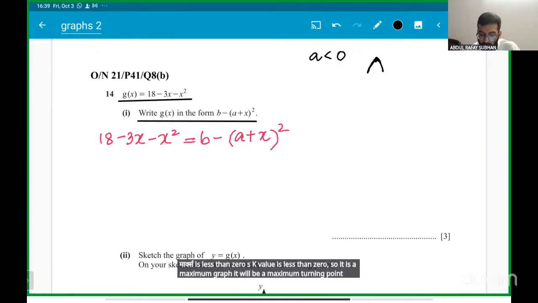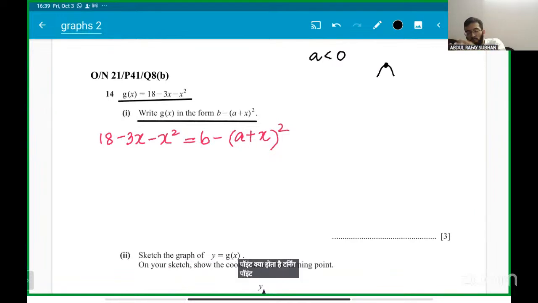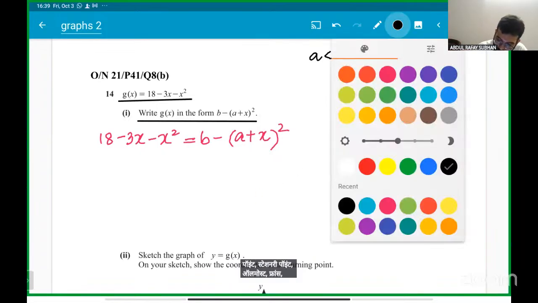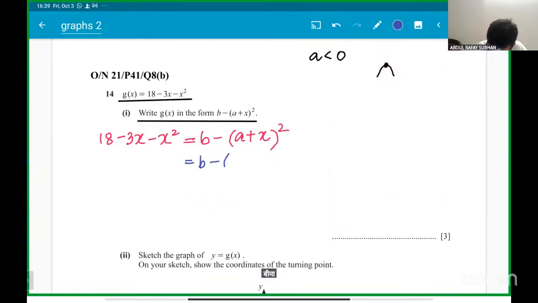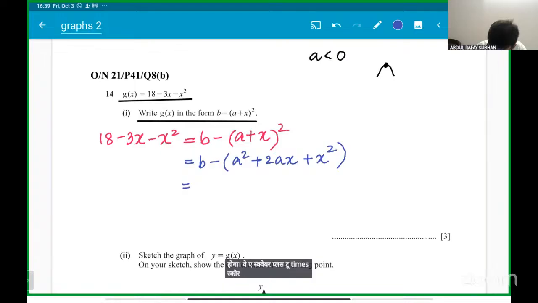Okay everyone, remember what a turning point is. Turning point, minimum point, maximum point, stationary point, all of them are the same thing. It's just that you have to get it from the completing the square perspective. So we have to open this. b minus, it will open a little differently: (a square plus 2ax plus x square). Then you multiply it by minus, so b minus a square minus 2ax minus x square.